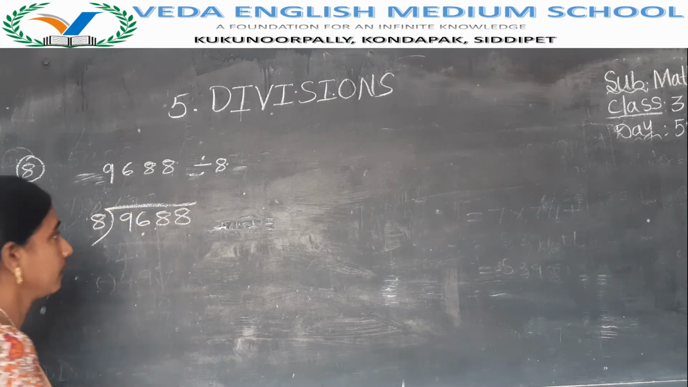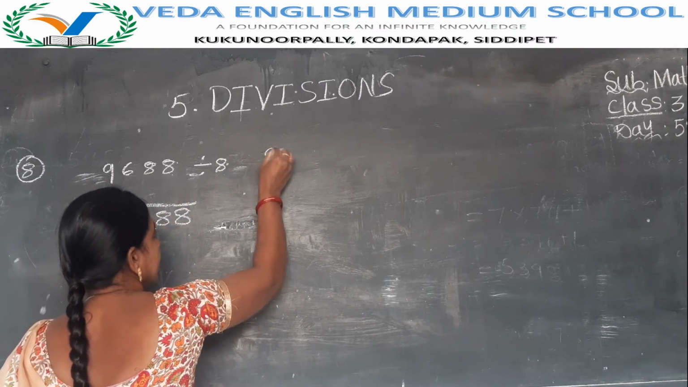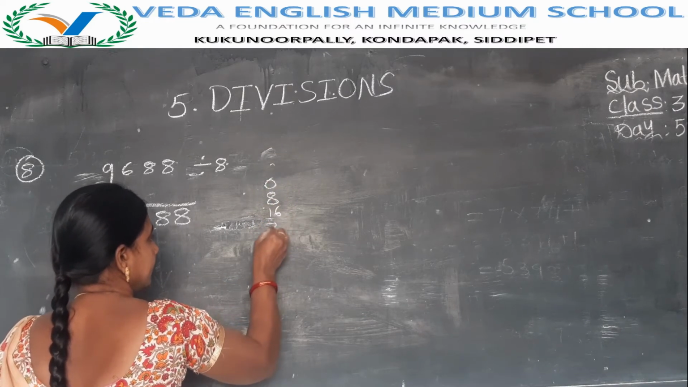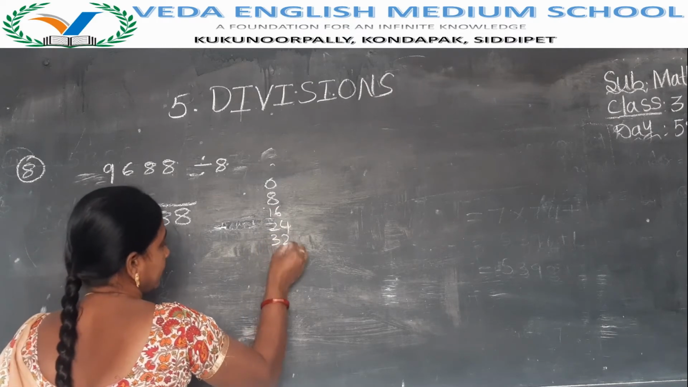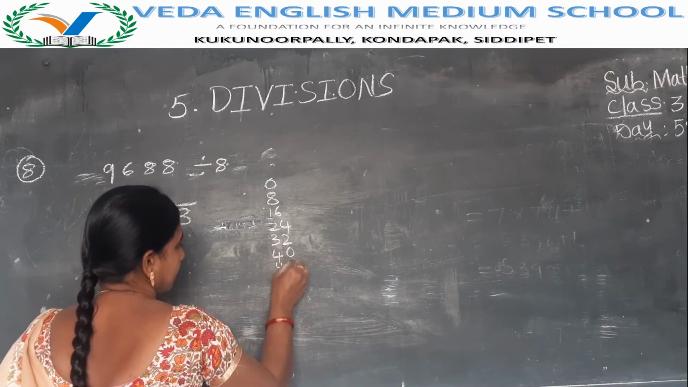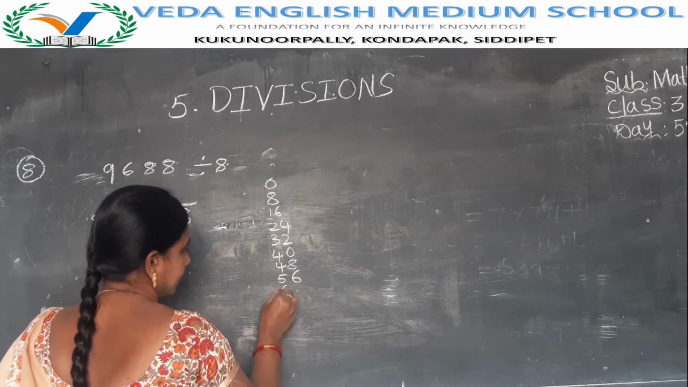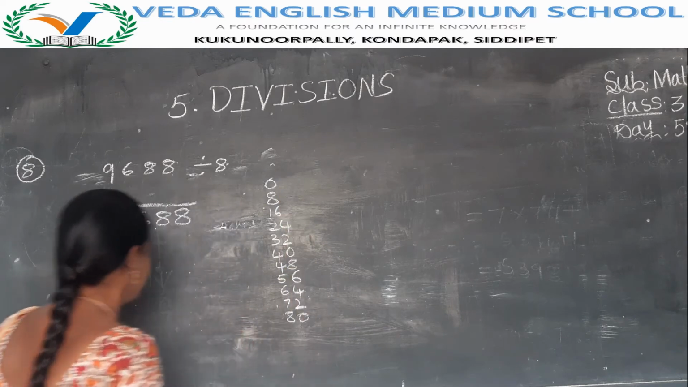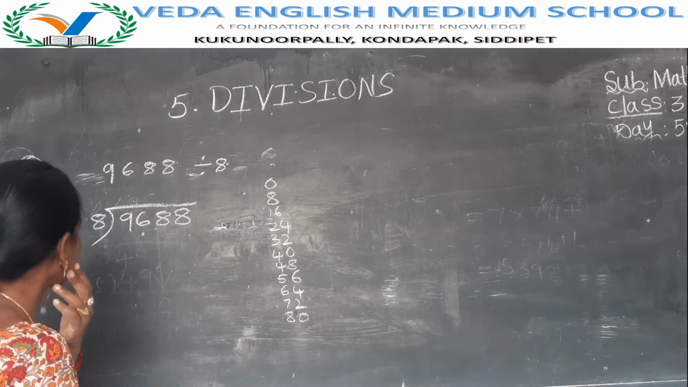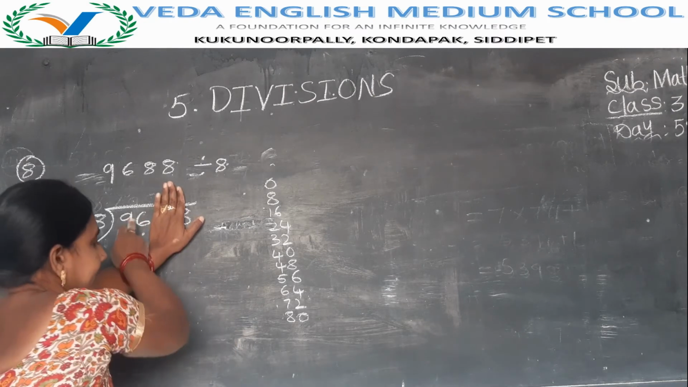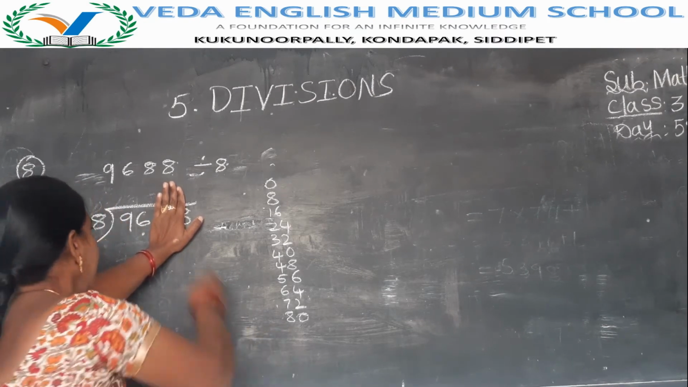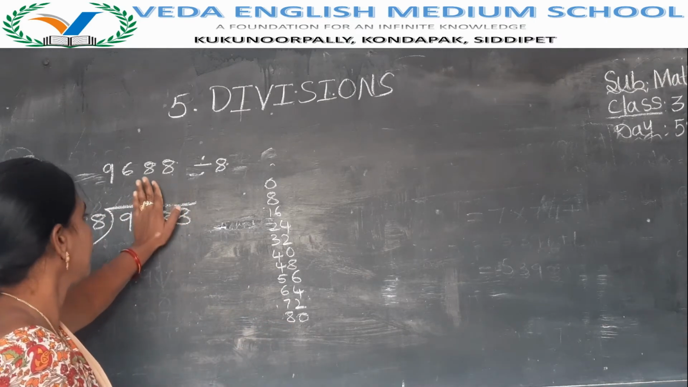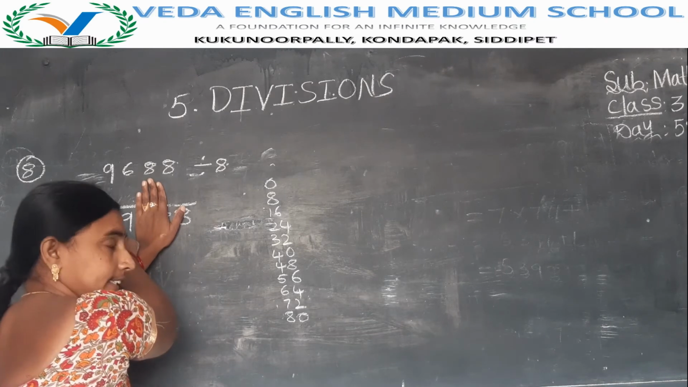9688. So now write the 8 table here. 8 zeros are 0. 8 ones are 8. 8 twos are 16. 8 threes are 24. 8 fours are 32. 8 fives are 40. 8 sixes are 48. 8 sevens are 56. 8 eights are 64. 8 nines are 72. 8 tens are 80. This is the 8 table. Here also take 2 digits. But 96 here, up to 80, 96 is greater than 80. So not possible. So here take only one digit, that is the first digit, 9.